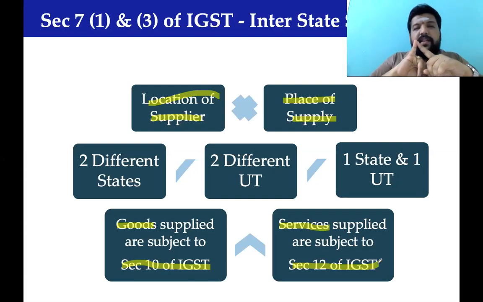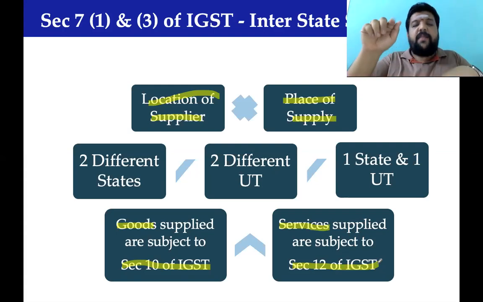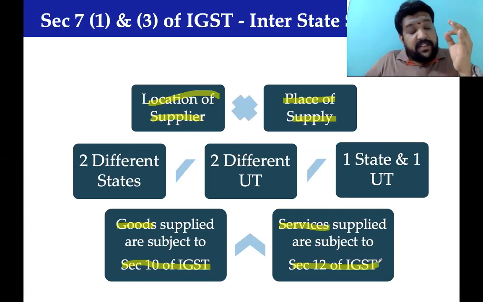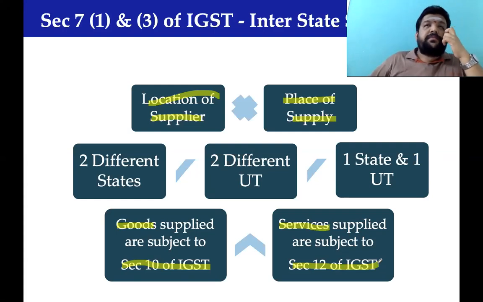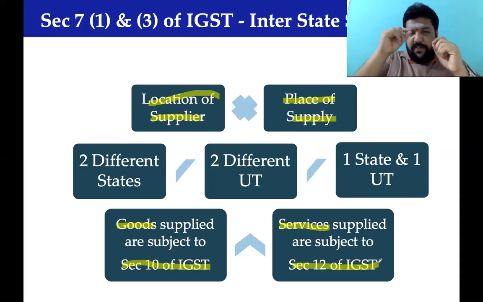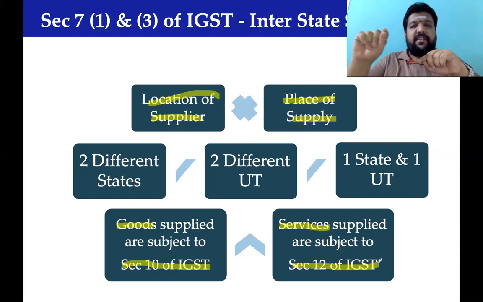First takeaway, the learnings is on location of supplier and place of supply. Second takeaway, in case of goods, the place of supply needs to be determined as per section 10 of IGST Act. In case of services, the place of supply has to be determined as per section 12 of IGST Act. In fact, in other words, section 7 subsection 1 and section 7 subsection 3, that is your place of interstate supply sections, when it starts, it would start like this.